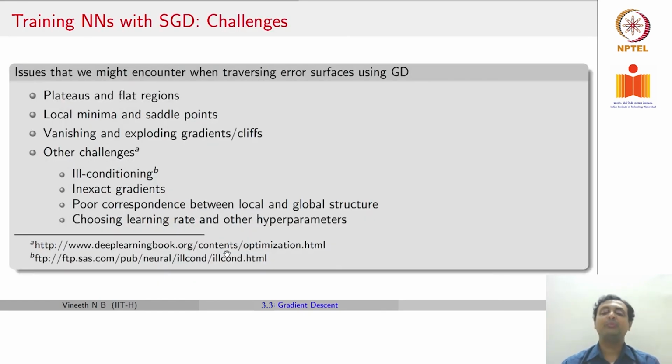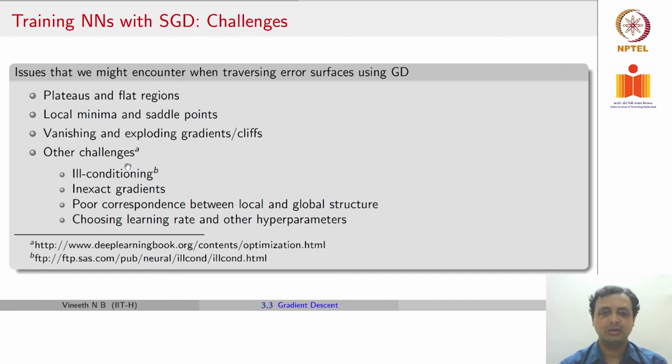That summarizes the various methods of improving gradient descent while training neural networks. So some of the issues that we saw are plateaus and flat regions, local minima and saddle points. Other issues that we will see as we go forward are vanishing and exploding gradients. As neural networks become deeper and deeper, the gradients that propagate from the last layer to the first layer can keep vanishing or exploding. That can cause what are known as cliffs in the error surface. We will see this a bit later.